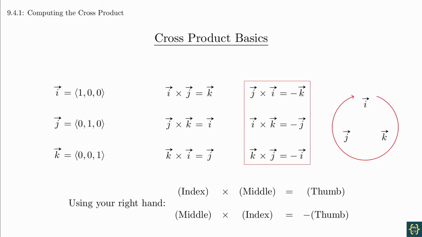All the negative results come from going in the reverse order. And so if you just remember that cyclic alphabetical order gives positive values and reverse cyclic alphabetical order gives negative values, you'll have a much easier time remembering the results.